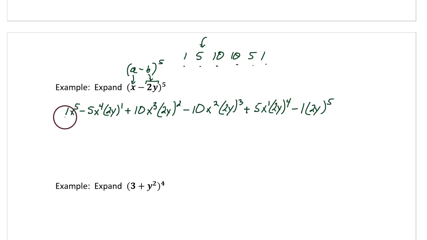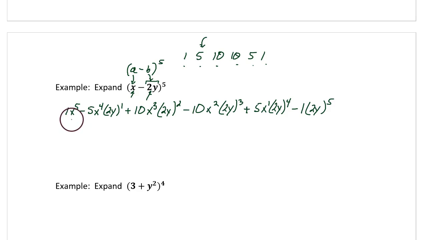So the first term's positive, but the second term gets a minus in front. The third term gets a plus sign in front, but the fourth one gets a minus sign in front, and so on. The next thing I know about my answers is that the very first thing in the parentheses, earlier we were calling that the letter A, will get raised to the fifth power, whereas the second thing in the parentheses, the 2y, will get raised to the 0 power, and that creates the first term right here.